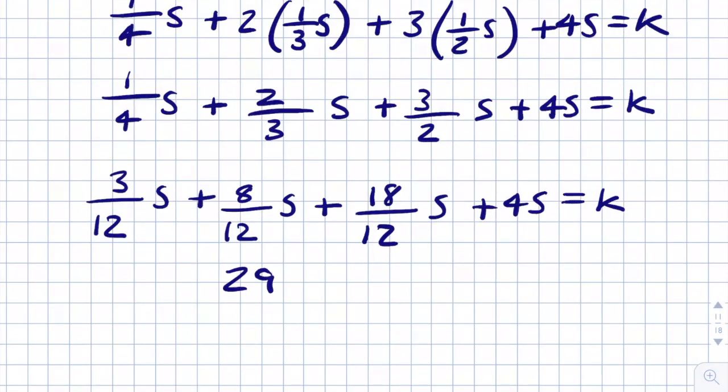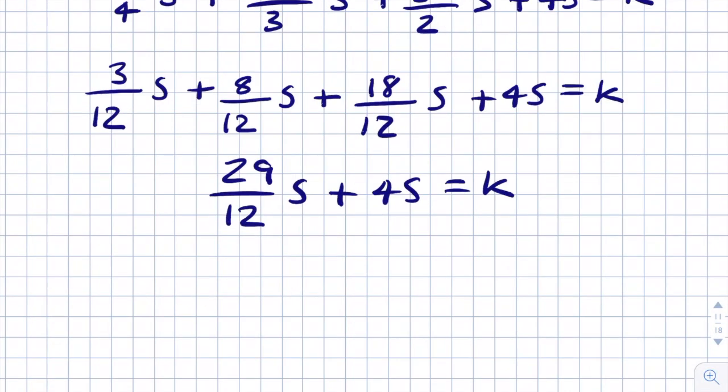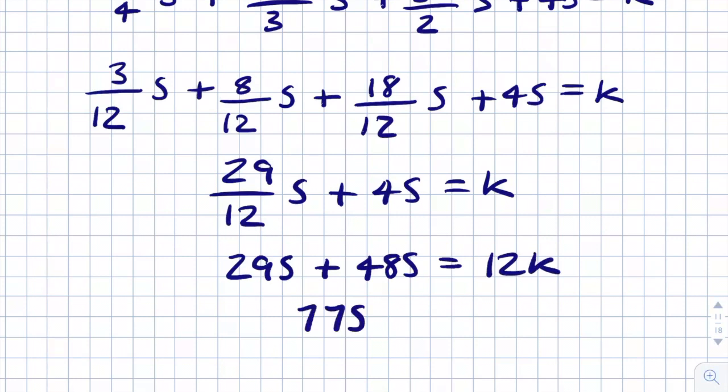And that simplifies to 29 over 12 S plus 4S equals K. And then if we multiply through by 12, we're going to get 29S plus 48S equals 12K. And 29S plus 48S is 77S, which is equal to 12K.